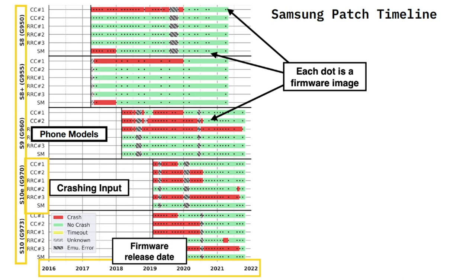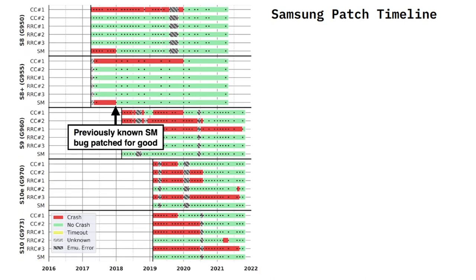In this figure, when there is a green background behind the dot, it means there was no crash, or we didn't observe a crash when replaying the input. When it was a red background, we saw a crash happening. The grayed out ones had some emulation errors, so we couldn't assess whether there was a crash. But as we were at large scale, we just didn't care. We just looked into what does crash and what does not crash. I think there are a couple of interesting things to see. First of all, the SM bug we used as ground truth testing.